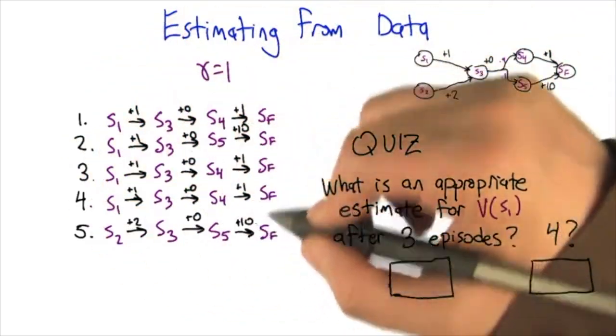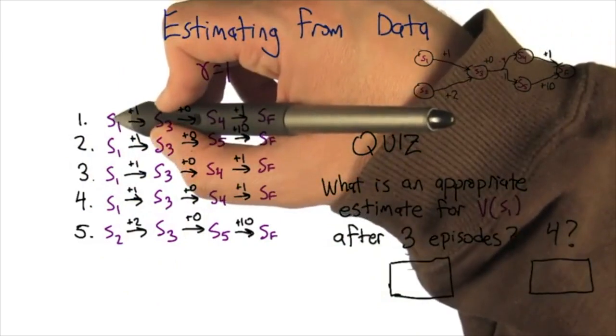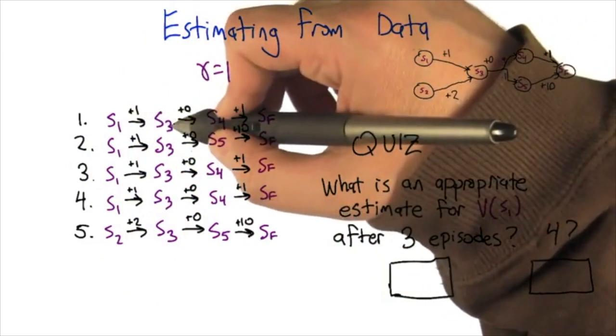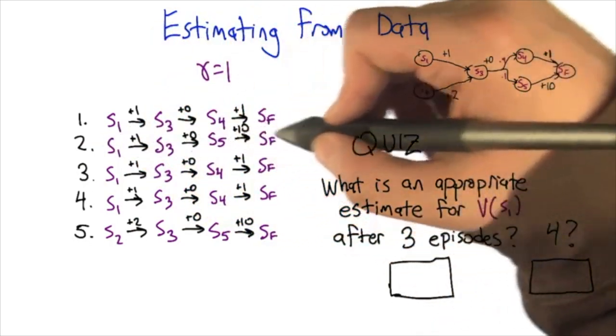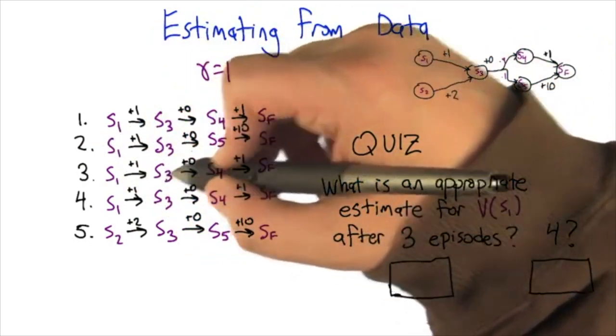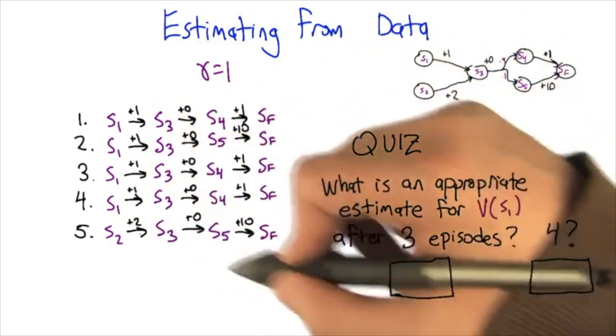These are the sequences that come out of that. So the first time we run it, it goes from S1 to S3 to S4 to SF. The next time it goes S1 to S3 to S5 to SF. Then it goes S1 to S3 to S4 to SF, and so on.